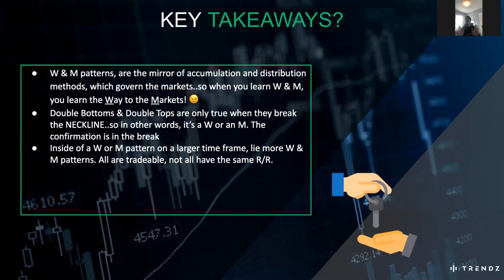So the last key takeaway: inside that W&M pattern on a larger time frame, lie more smaller W&M patterns that are all tradable. But note, I said not all have the same risk to reward ratio. So make sure you're getting a good risk to reward ratio with necklines that are farther apart, where you can play in between them, and make sure your extensions extend out a significant amount. They're not a couple points away or a couple percentage points away. That way your risk to reward gradually goes up and your profitability gradually goes up. Anyway, that was the W&M patterns, how to trade those. I know it was a little quick.